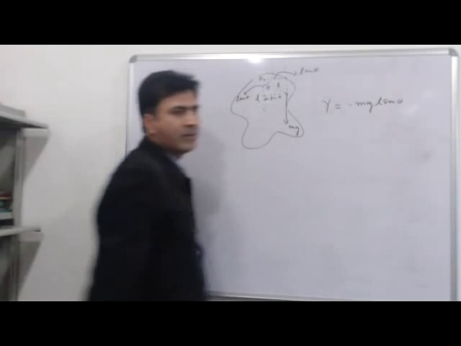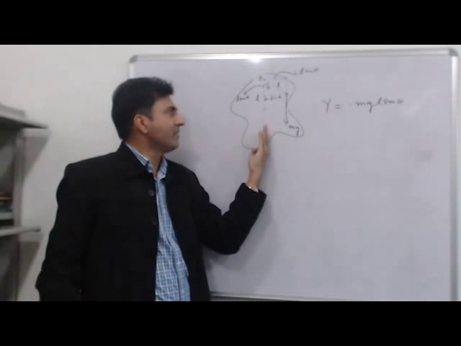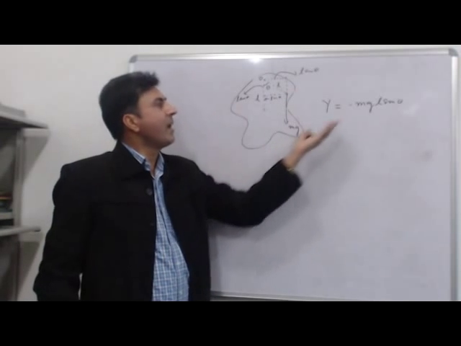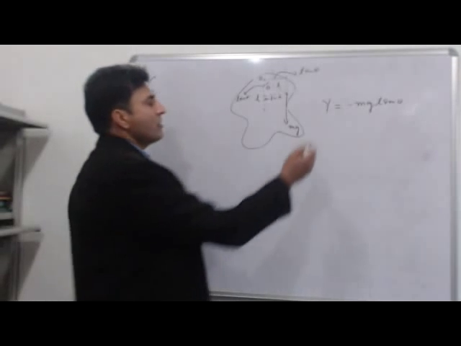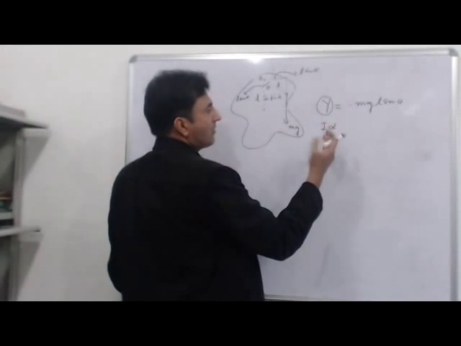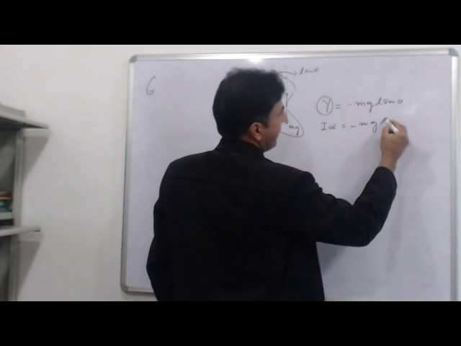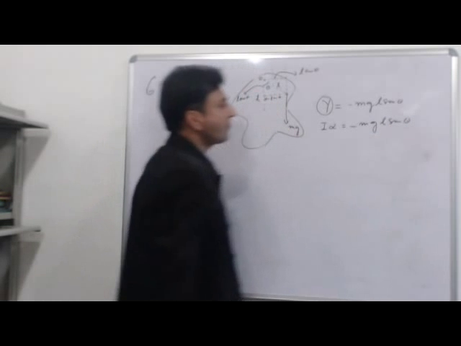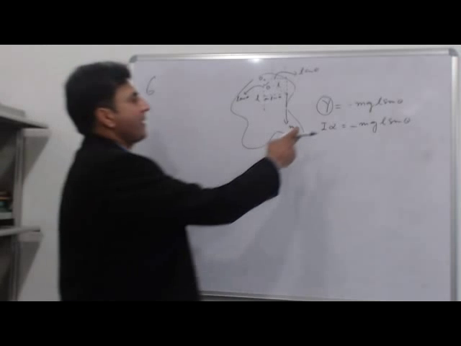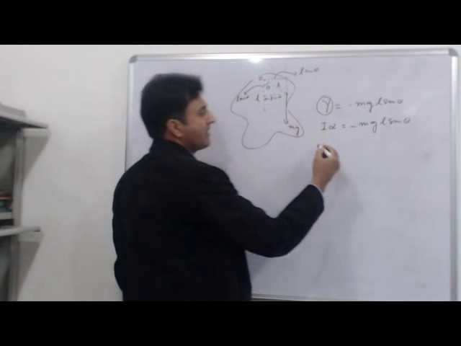We write here a negative sign, because this torque will try to bring the whole rigid body back to the mean position. And in coming to the mean position, possibly it will overshoot, and it may oscillate back and forth. And finally, that will be given by the equation itself. So this torque I can write as I alpha. One more equation for torque, that is moment of inertia and angular acceleration, that is minus mgL sine theta, where I is the moment of inertia about this fixed point about which it is pivoted.